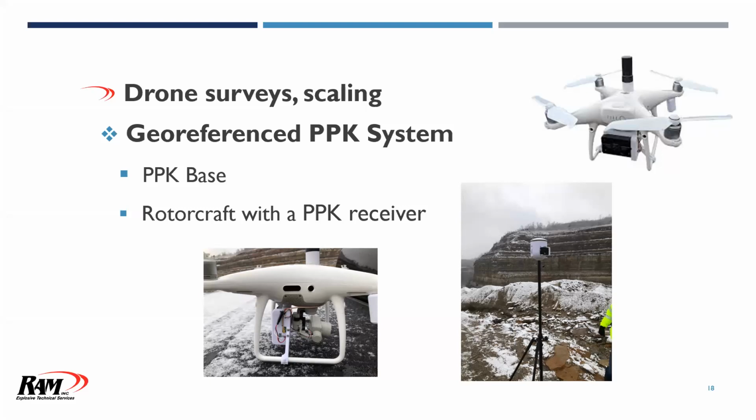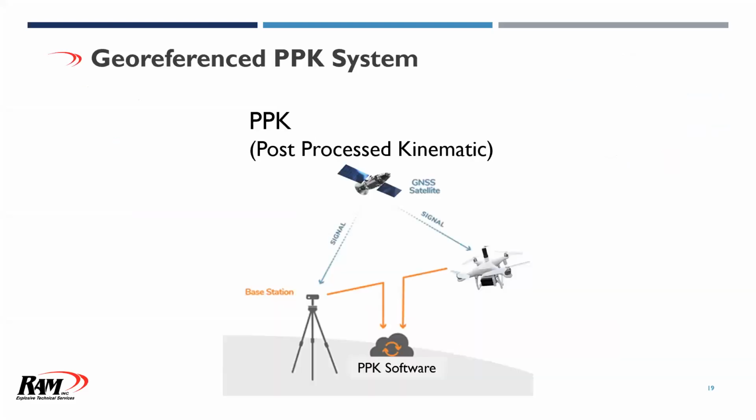You can just set up the base, fly your mission, and then with the PPK, it's a post-process kinematic process. You can see the GPS is picked up by the satellite at both the base station and the drone at the same time, but it's being archived. And when you land, you just pop the card out, you download that, you download the file off of your base station, and then it is post-processed with special software to do that. So again, the advantage with this is you don't have to deal with a lot of the targets out there.